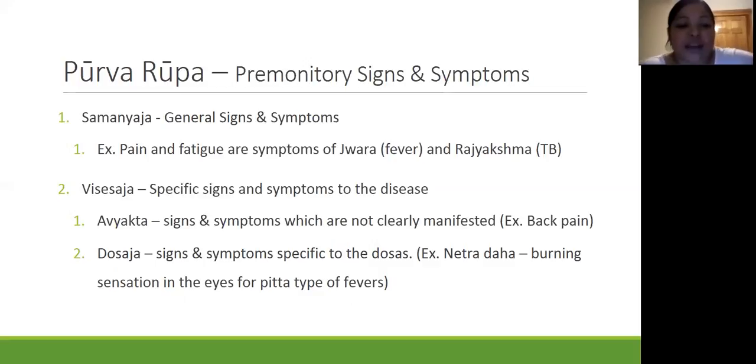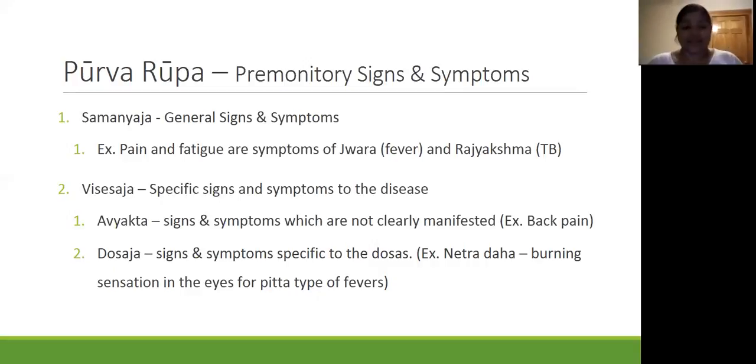And you also have the other, specific type of purva rupas, which is known as visheshaja. Vishesha purva rupas are those which are specific to a particular disease. There are two types of that as well. One is avyakta, which is the signs and symptoms which are not clearly manifested, such as back pain. The other is doshaja, which is specific to the dosha, such as netradaha, or burning sensation in the eyes, for a pittaja type of jvara, or a pittaja type of fever.